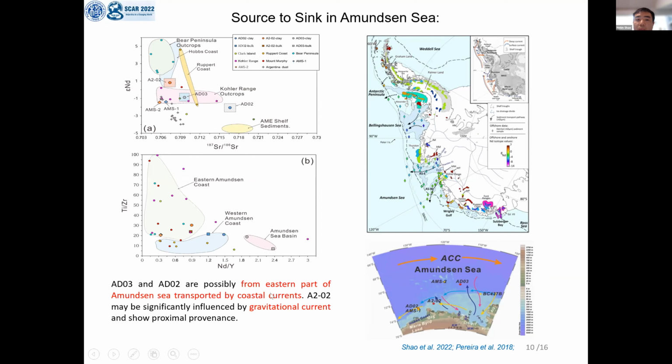And the other samples show the negative values of epsilon neodymium isotopic composition. So we think they may be possibly from east part of Amazon Sea, and largely influenced by the coastal currents, because the epsilon neodymium is very close to the east part of Amazon Sea.